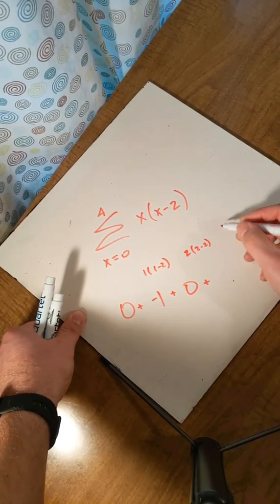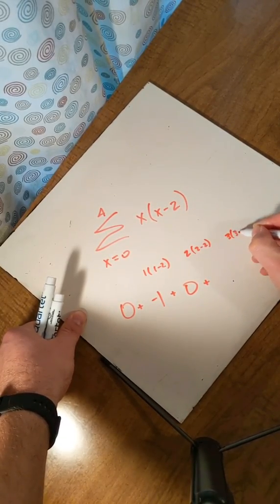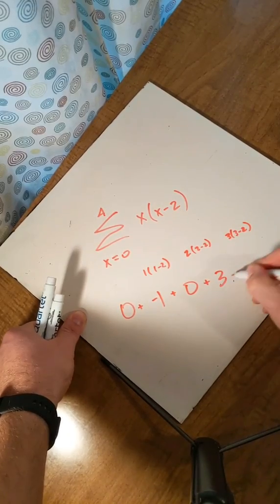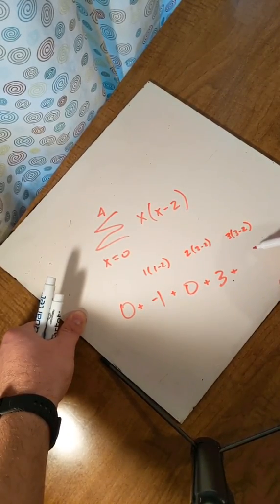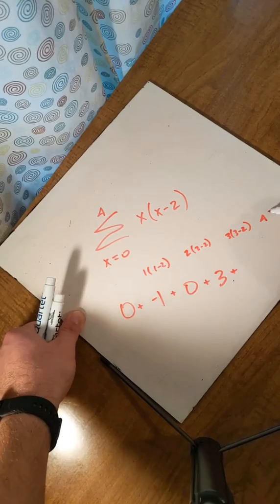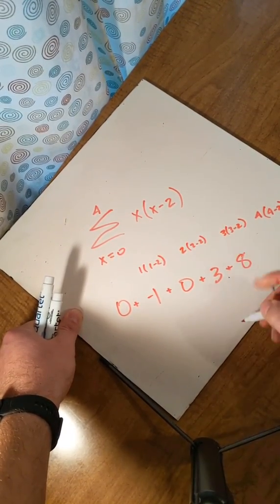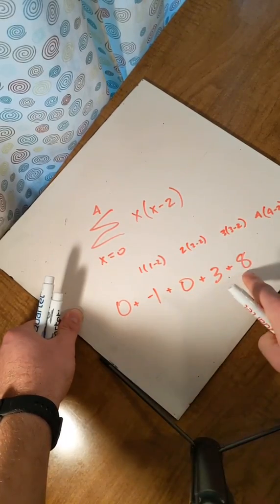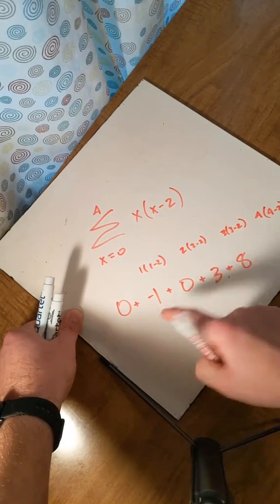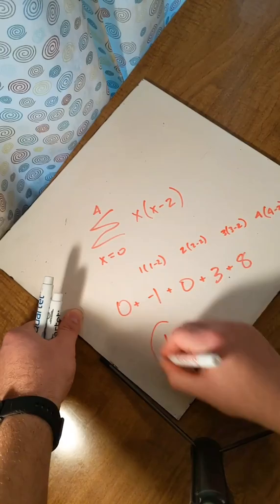Then we'll plug in 3. 3 times 3 minus 2, well, that's 3 times 1, that's 3. And then we'll plug in 4. 4 times 4 minus 2, or 4 times 2 is 8. Add those together, so let's see, we got 8, 11, minus 1. So that'd be a total of 10.